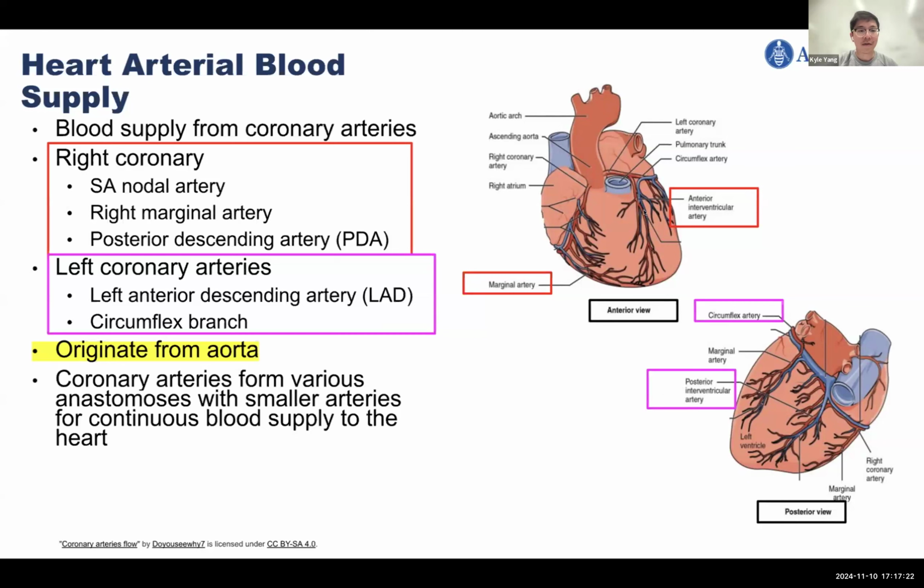And then for your left coronary artery, we have our left anterior descending artery, also known as your anterior intraventricular artery, and your circumflex branch, which sort of reaches around the heart here. As I mentioned, they originate from the aorta. And then it's important to note that these arteries form anastomoses, which are sort of interconnections between these arteries to provide other ways for blood to reach certain areas of the heart.